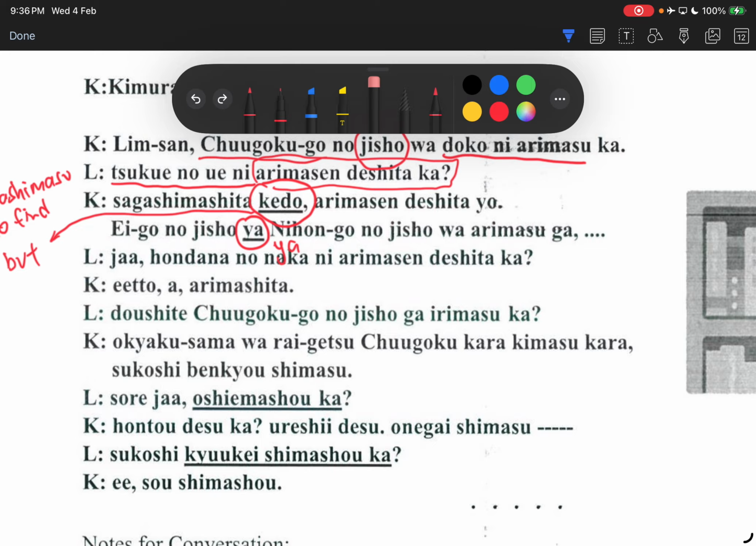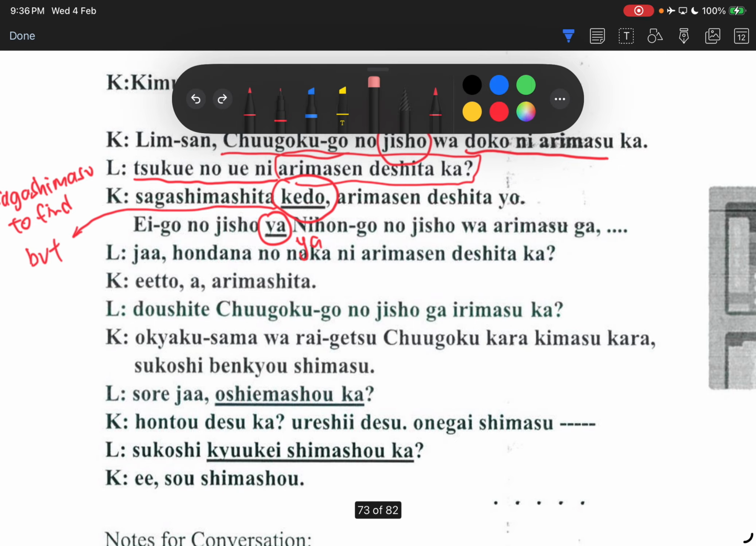Then K says another filler, which means oh, right? In English we say oh, arimashita. So arimasu is the present tense. Arimashita means have, past tense. Oh, have. Right? It means I found it already lah. In a way, it means you already found it. Right? Arimashita. どうして中国語の辞書がいりますか? So why do you need, right? いります means need, right? So why do you need a Chinese dictionary?